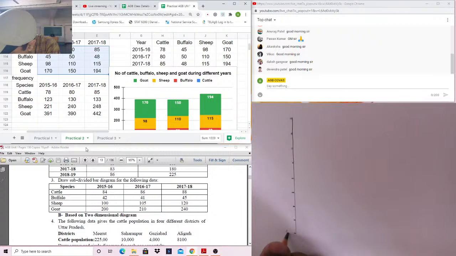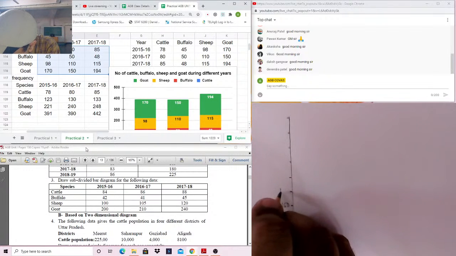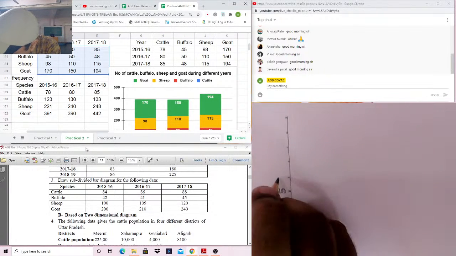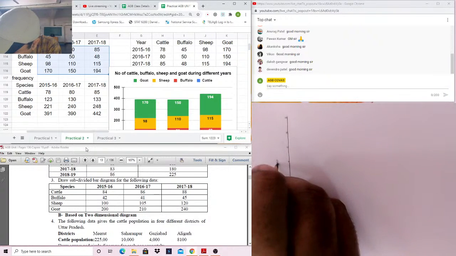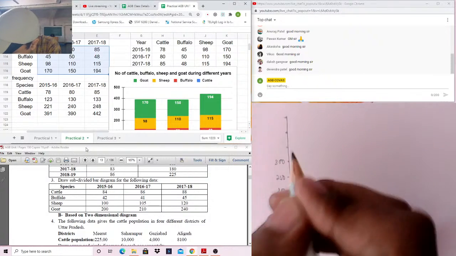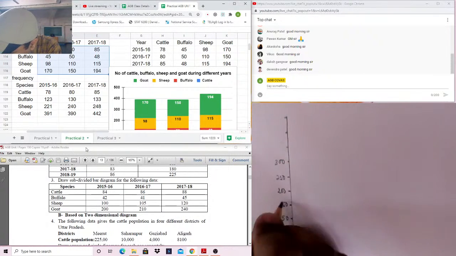Okay. So these are the gradations for the number of animals, that is 0, 50, 100, 150, 200, 300.